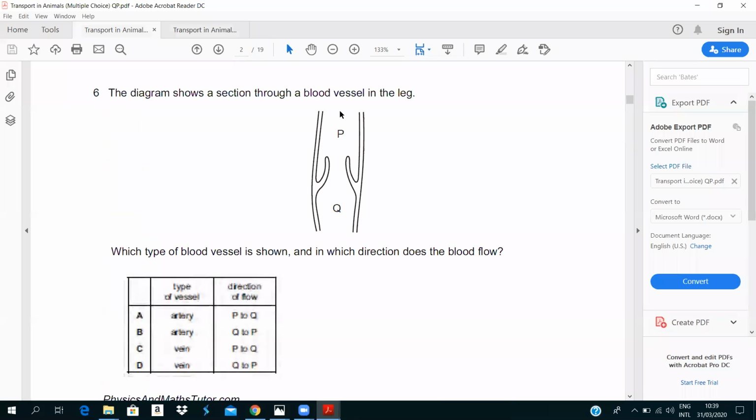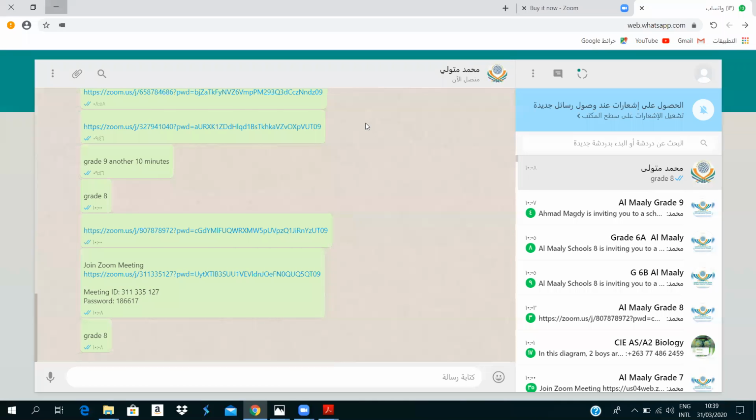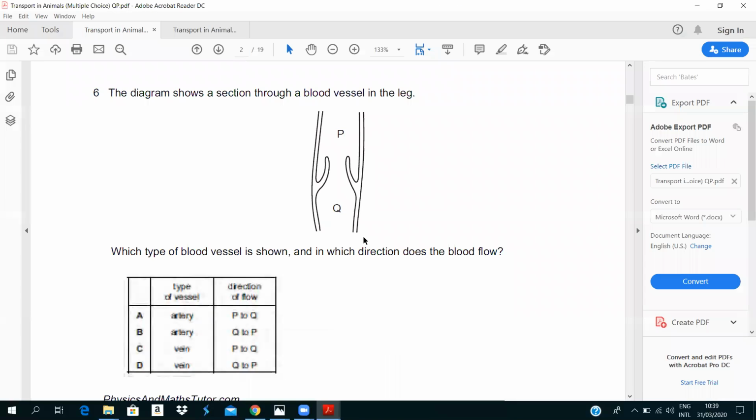The diagram shows a section through a blood vessel. That is the blood vessel here in the leg, Q and P. What type of blood vessel is shown and in which direction does the blood flow? We said D. That is a vein, Q to P. A vein, not an artery. Why? Because veins contain valves, you know?